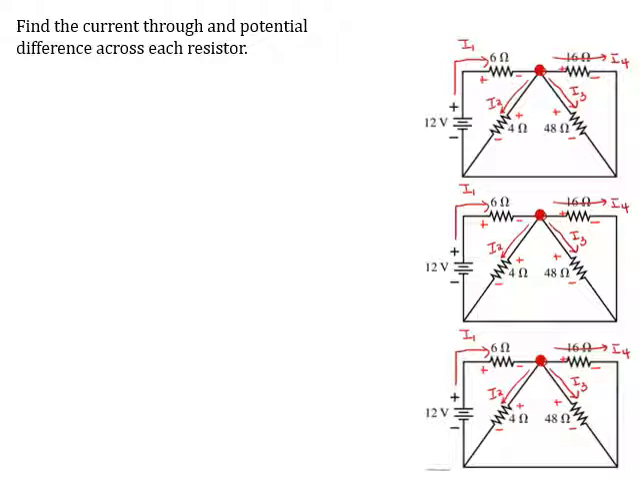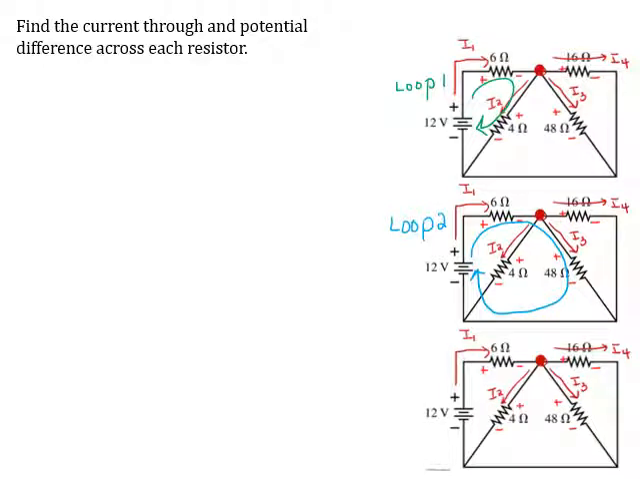Okay, loop 1 I'm going to take on the leftmost part. So I'm going to call this loop 1. So loop 1 comes out of the 12-volt battery through the 6 ohm and through the 4 ohm. For my loop 2, I'm going to choose to go from the 12-volt battery through the 6 ohm, through the 48 ohm, and back around. So that's a valid loop to pick as well. So there's my loop 2.